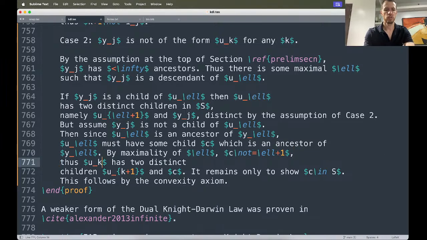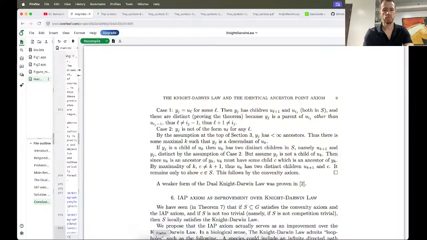Thus Ul has two distinct children, Ul plus 1 and c. It remains only to show c is in S, which follows by convexity. Recompile.